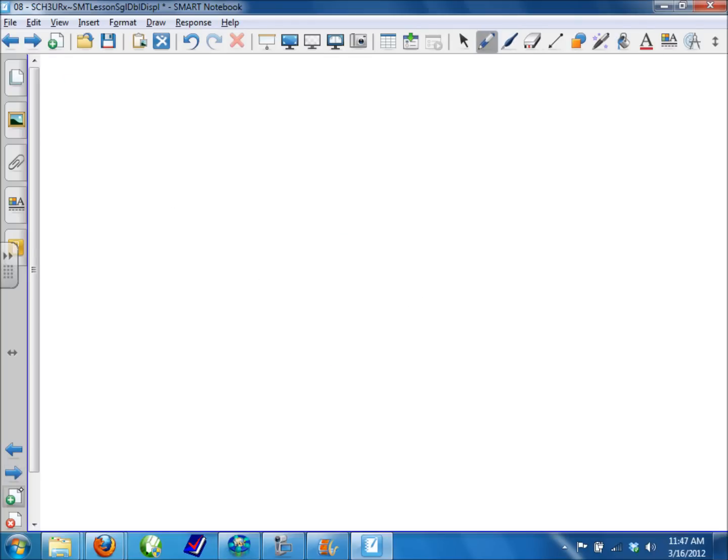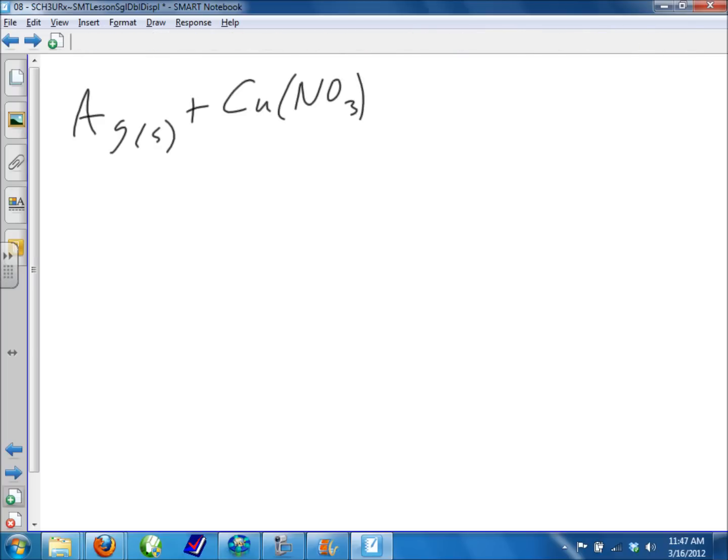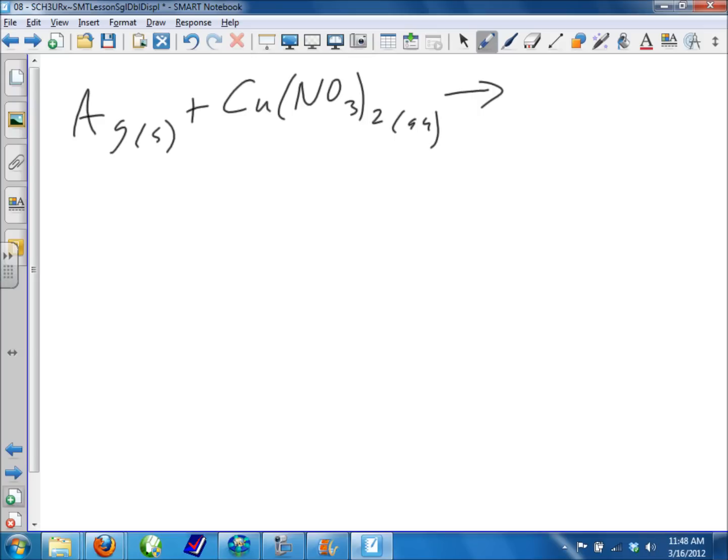Let's say we want to do the opposite reaction. Let's say we had silver solid and we put it into a copper nitrate solution. The products we would get is no reaction. Nothing would occur. We wouldn't have copper reform and the silver go away. Now how do I know this?